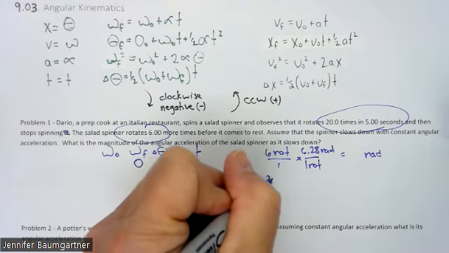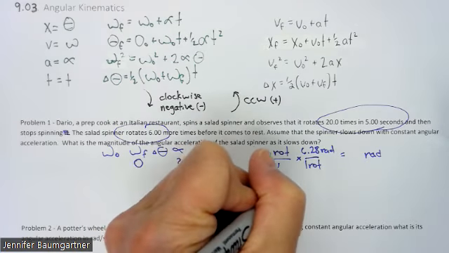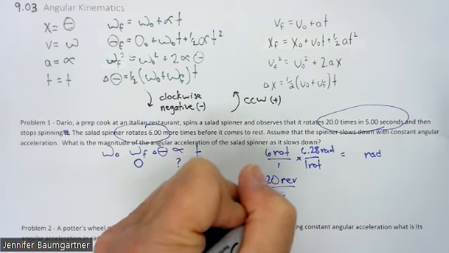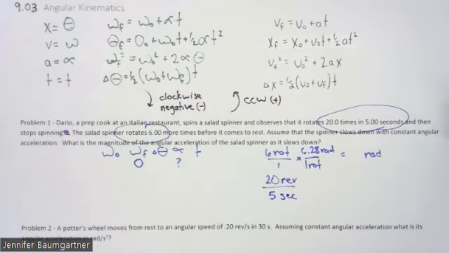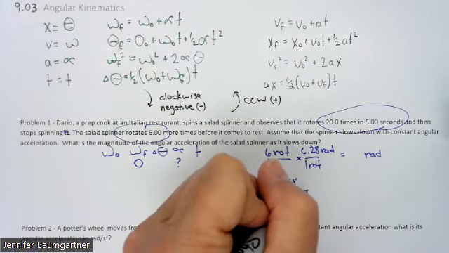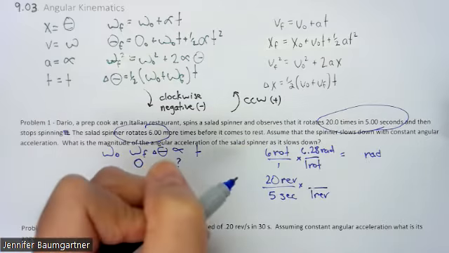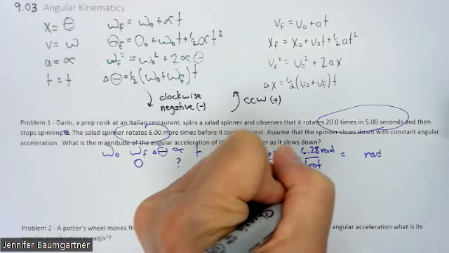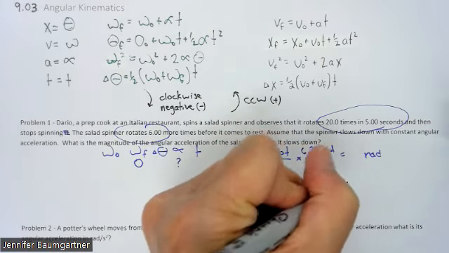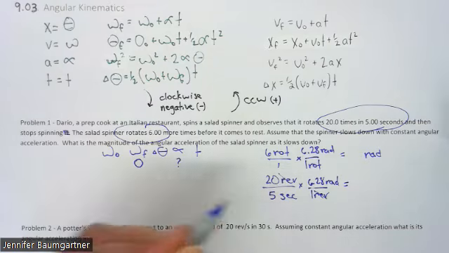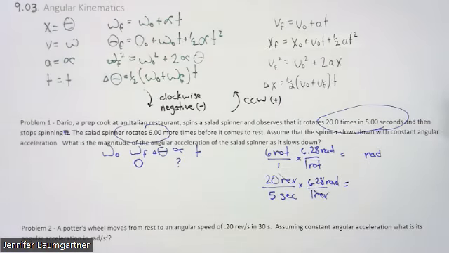So if I'm going 20 revolutions, and I'm doing that in 5 seconds, I need to convert that to radians per second. So I'm going to go with 1 revolution is equal to 6.28 radians. These are going to cancel, and when I'm done, it's going to give me radians per second. Now, I forgot to pre-work the algebra on this, so I'm going to pause the video, pop that in, and you can do the same.